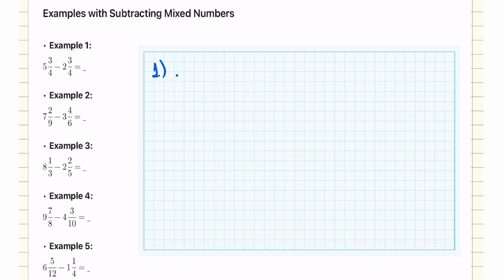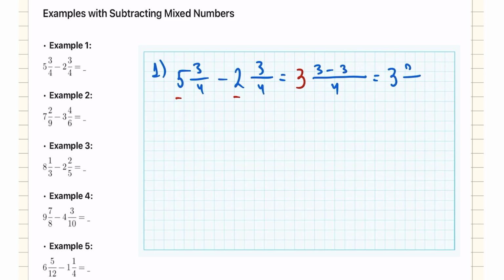Okay, first one. We have 5 and 3 over 4 minus 2 and 3 over 4. Subtracting is the same as adding, so we just subtract the whole numbers, we get 3. Then we see that we have the same denominator, so we just rewrite the numerators. We have 3 minus 3. 3 minus 3 is 0 over 4, and the whole number is 3. So the final answer is 3.